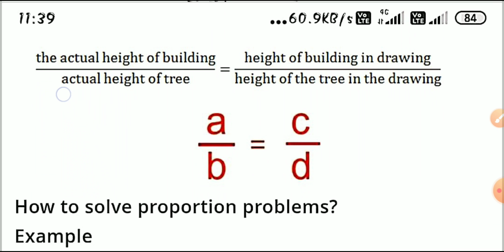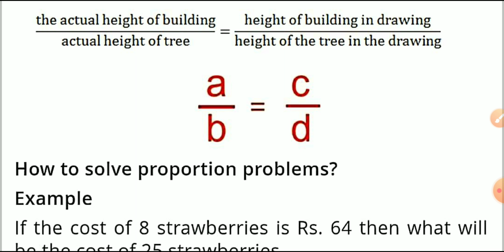Here, see, the actual height of a building upon the actual height of a tree is equal to the height of the building in the drawing upon the height of the tree in the drawing. A upon B is equal to C upon D. Do you understand what is the meaning of this? Here we are comparing the actual height of the building with its height in the drawing, and the height of the tree with the height of the tree in the drawing.